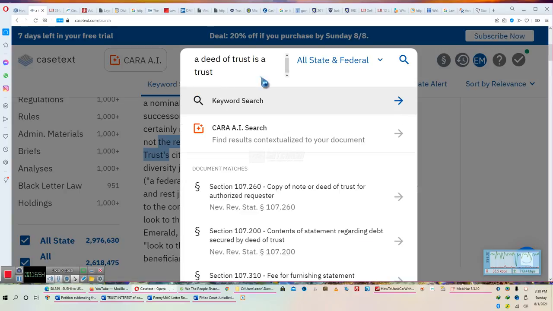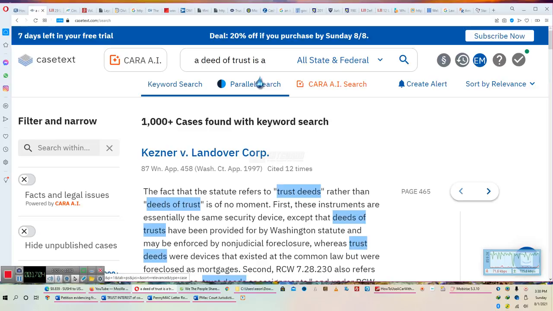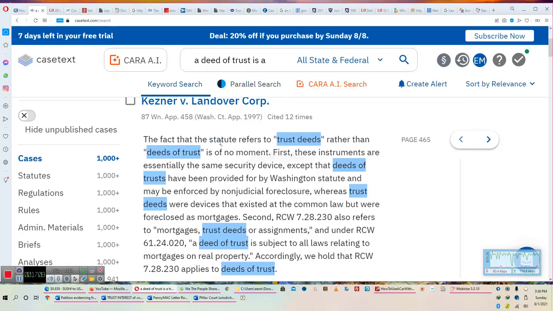What the courts have said is that a deed of trust is not a trust. So I just typed in a deed of trust is a trust. What you'll find is that oftentimes the courts and their decisions contradict each other. So let's see. The fact that the statute refers to a deed of trust rather than trust deeds is of no moment. In other words, there was no controversy there. A trust deed or deed of trust is the exact same thing.